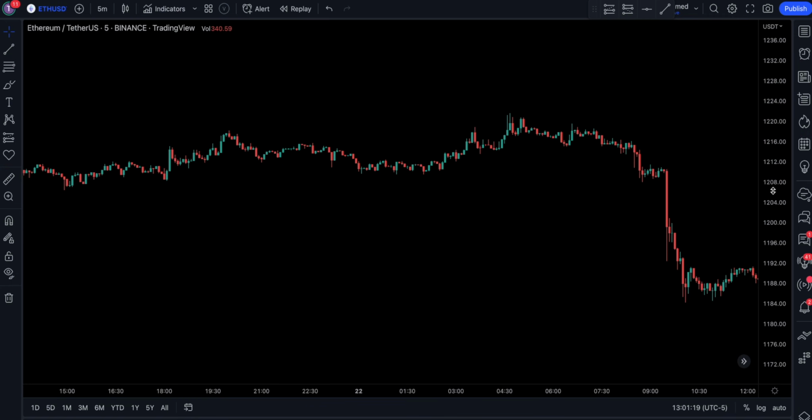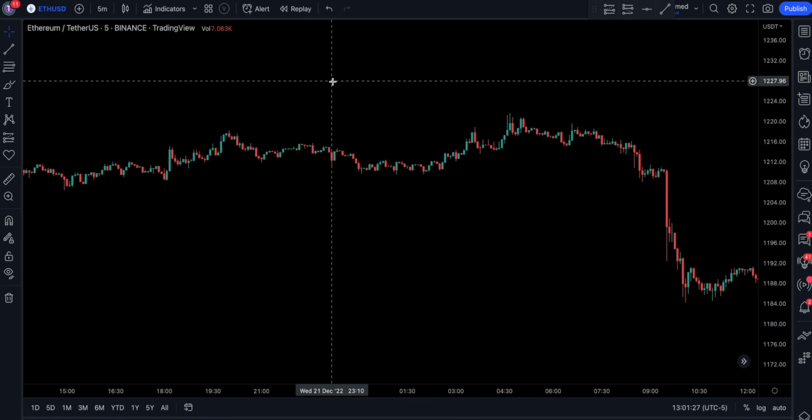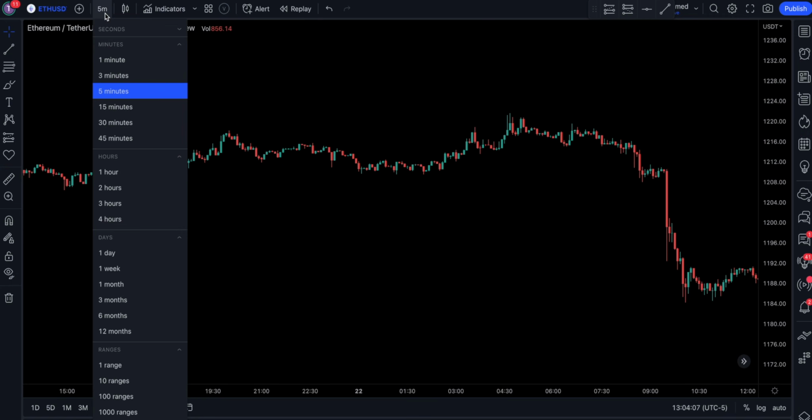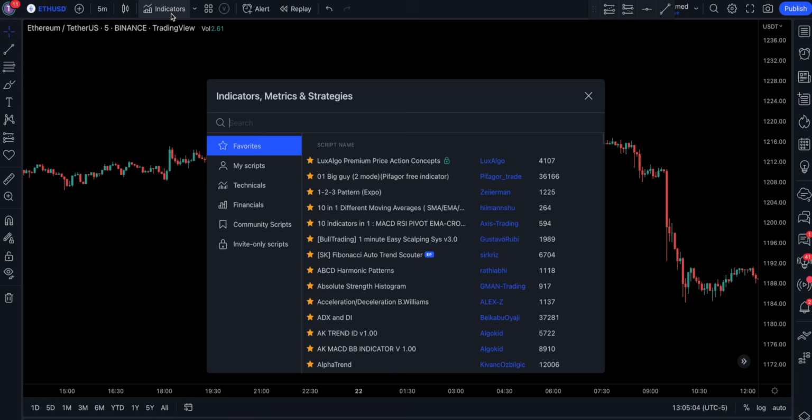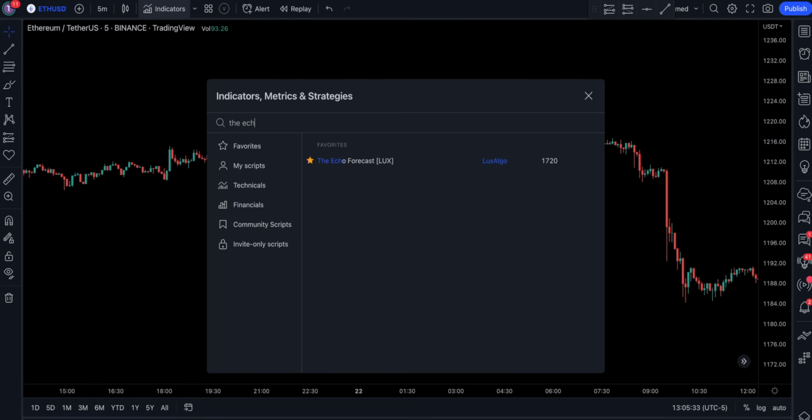So we have currently opened the chart of Ethereum USDT on the 5-minute time frame. This indicator shows great results on all time frames, including a 1-minute chart. So in order to install it, you need to head over to the indicator section and then search for the Echo Forecast. It's going to be this script right here. The creator is Lux Algo.